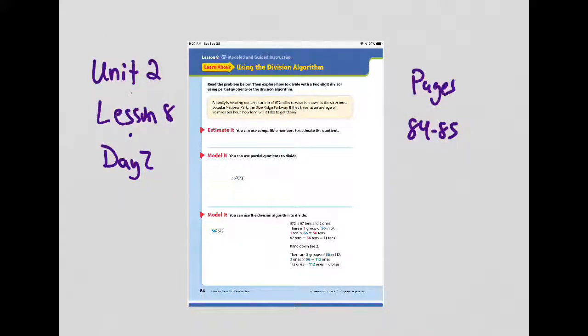Hey, 6th grade, this is Lesson 8, Day 2. So today you are going to explore the two ways to do division. One with the partial quotients method and one with the regular division algorithm.